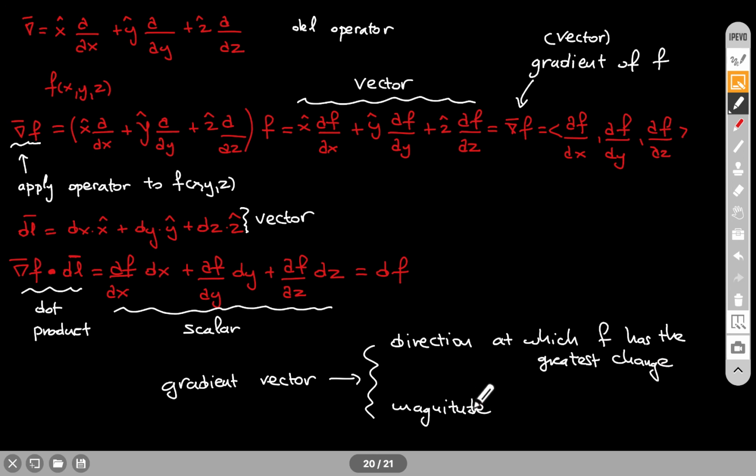And the magnitude of the gradient vector will show you the slope if you move along the direction of the gradient vector. It will show you by how much your function f will change if you move in the direction of the gradient vector. And this completes everything I wanted to mention about the del operator and also the gradient of a scalar function.